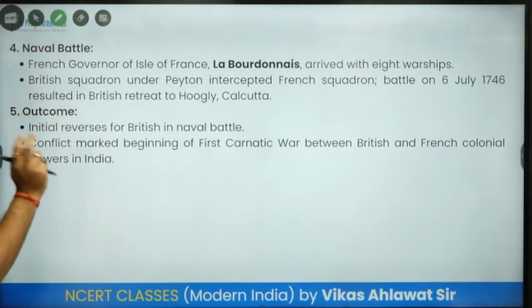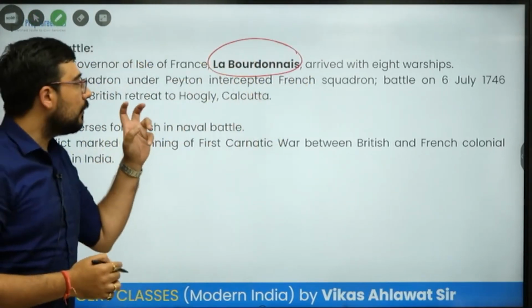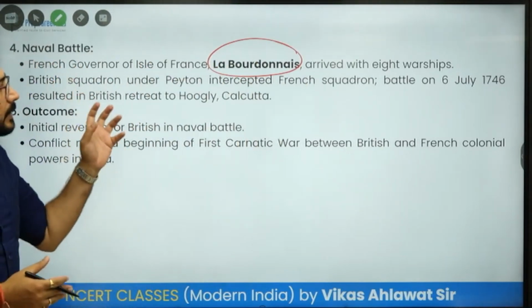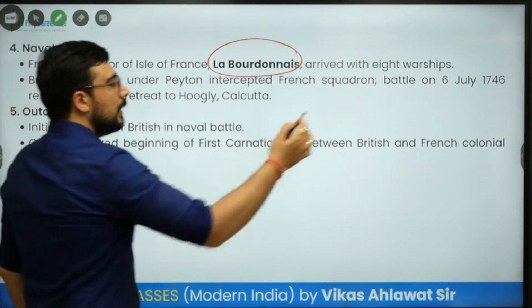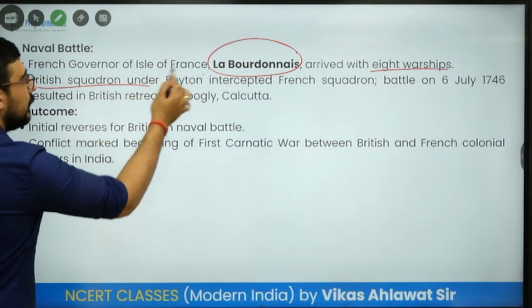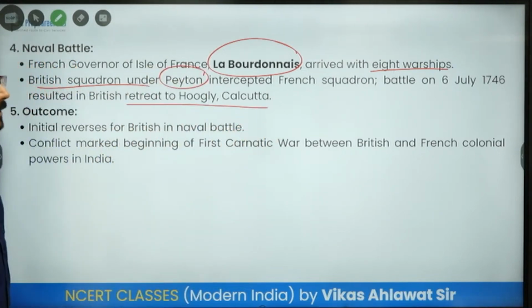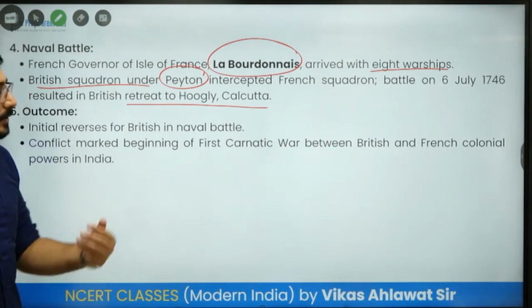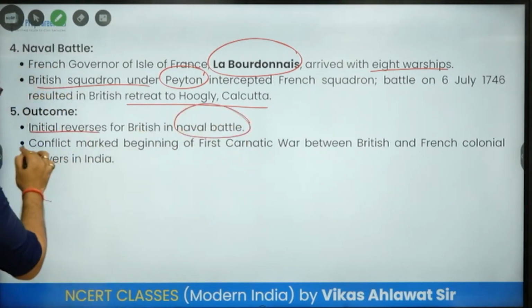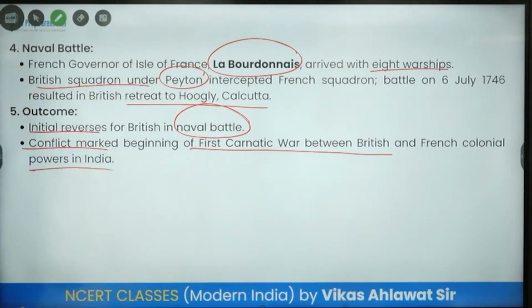But the major naval battle was fought by one of the Governor Generals of the French, and he was not from India. He was from the Mauritius area, and his name is La Bourdonnais. He arrived with 8 warships and was able to defeat the British squadron, and eventually the British ran away to the area of Hooghly. वो छोड़ छाड़ के भाग गए यहाँ से. Initial reverses for the British in the naval battle, and the conflict marked the beginning of the first Carnatic War between the British and the French colonial power in India.